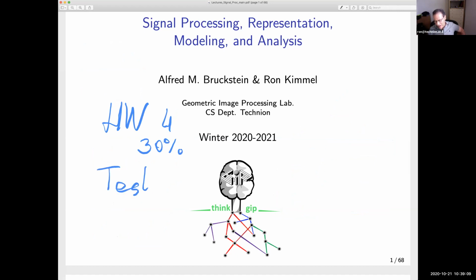At the end, the test would account for about 70% of the grade. In the test, you will have to perform, I mean, it would surely verify that you did your homework and push it one bit further, so that it would evaluate how well you have been acquainted with the material that I'm teaching you in this course.